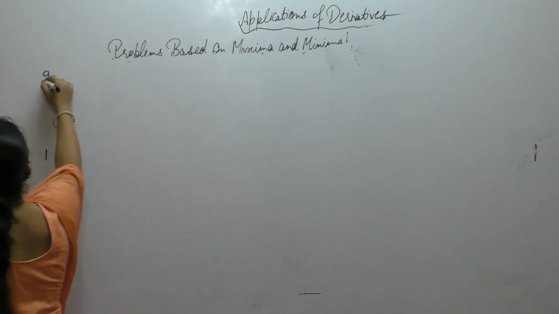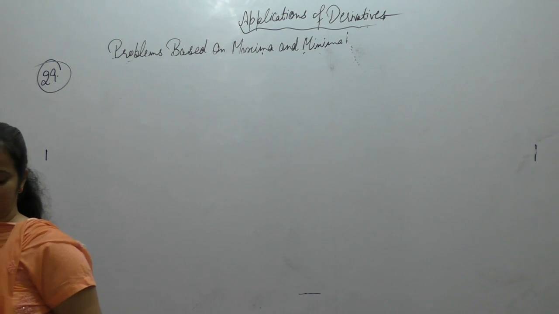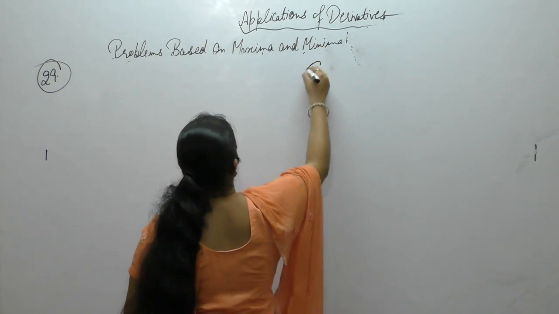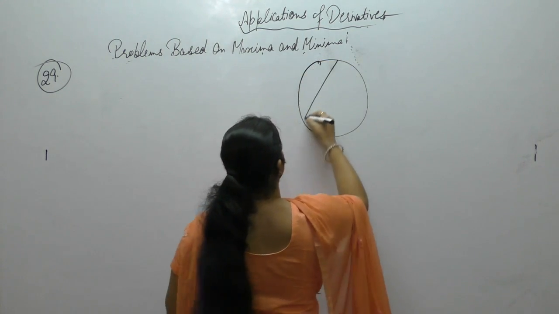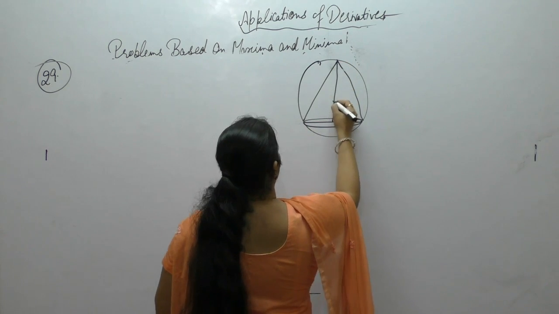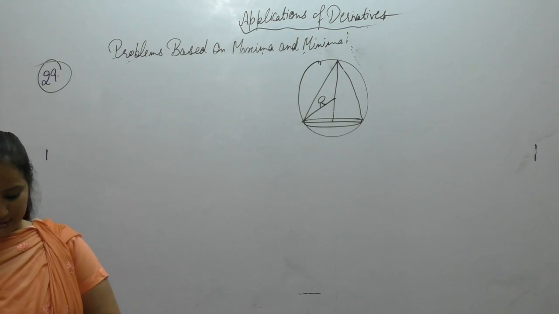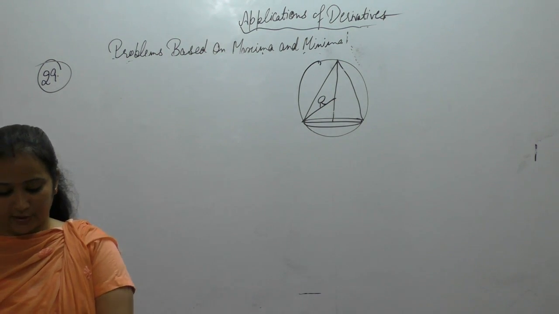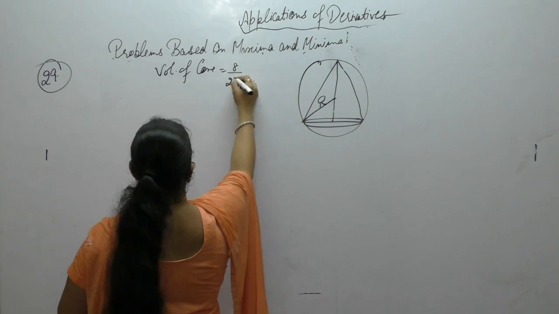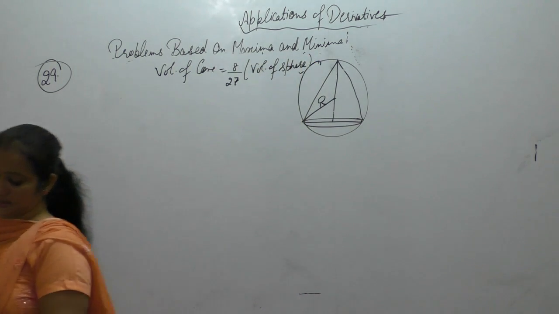Now the next one. Show that the volume of the largest cone that can be inscribed in a sphere of radius capital R. The cone is inscribed inside the sphere, and the radius of the sphere is denoted by capital R. We have to prove that the volume of the cone is equal to 8 by 27 volume of the sphere. This is what we want to prove.